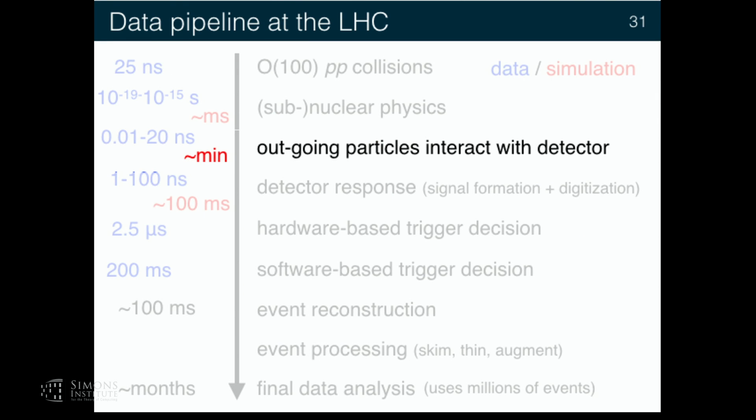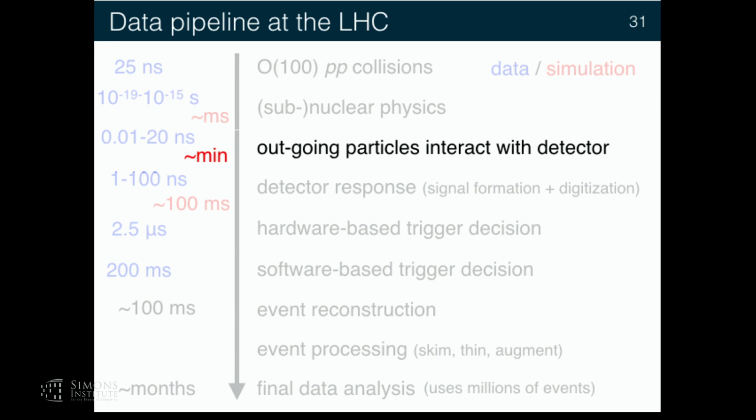Okay, so the last topic, which I think I'll spend the most time talking about, is about this number, which is the biggest number on this slide: the interaction of the outgoing particles with our detector, which takes minutes to simulate. So it took a long time, say up to 20 nanoseconds, to happen physically, but the simulation can be extremely slow. And I'll make the connection.